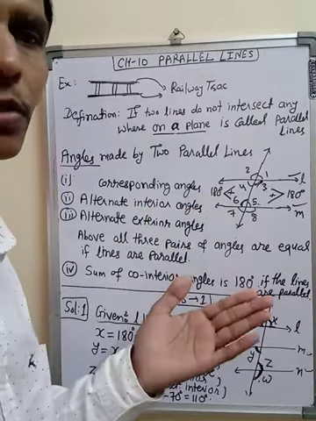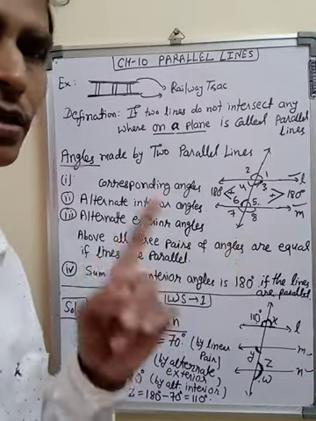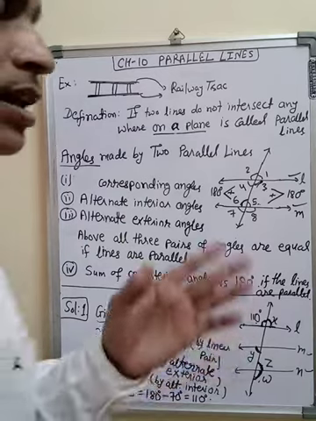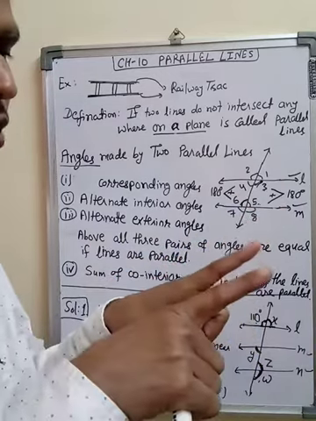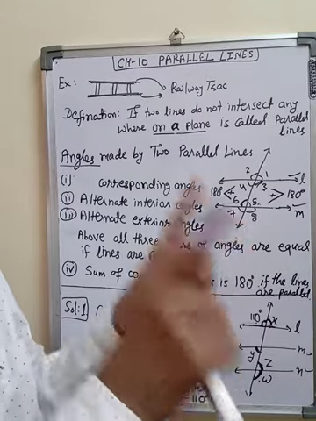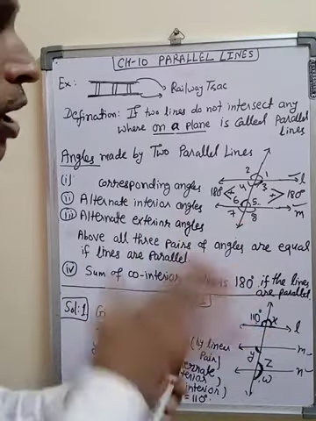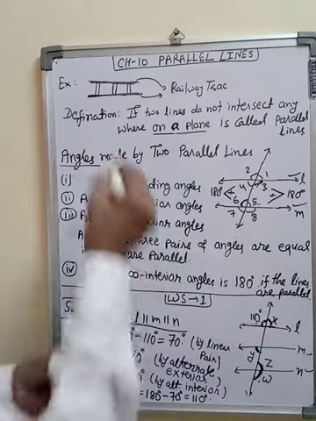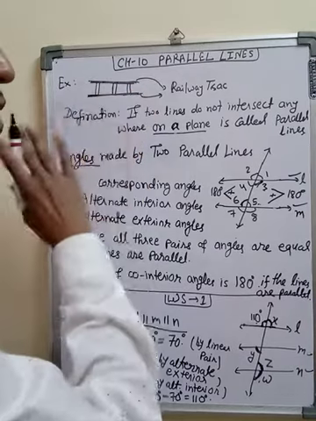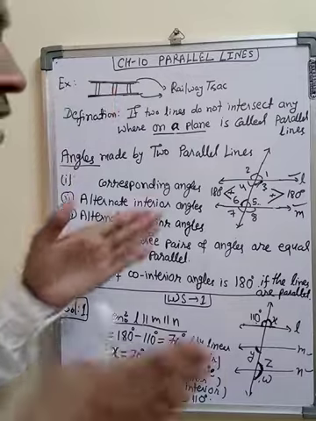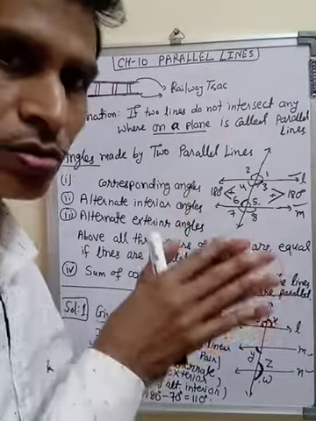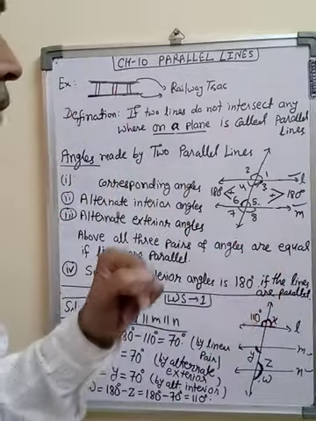We have already learned many things about parallel lines in class 6. Parallel lines means two lines. Two lines are called parallel lines if they do not meet on a plane, meaning the lines should be on one plane. You can see here, which I have drawn, these two are on one plane. These two are not meeting. If you extend them, they still do not meet. So these are parallel lines.